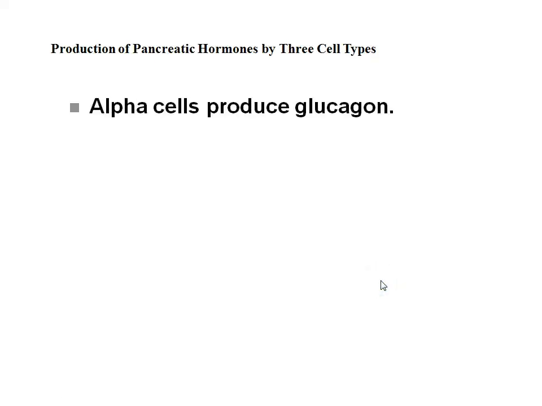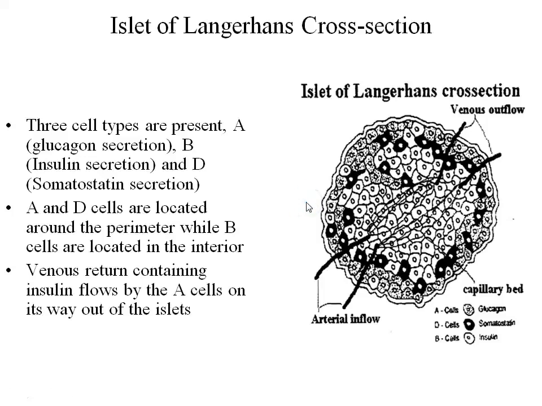Now, production of pancreatic hormone by three cell types. Okay, so we finish with the exocrine part of a pancreas. Now we'll start discussing the endocrine part of a pancreas. And I already stated that the endocrine part in a pancreas is the islets of Langerhans, where you will find these alpha cells, beta cells, and delta cells.